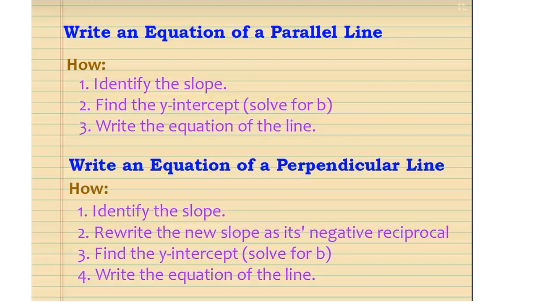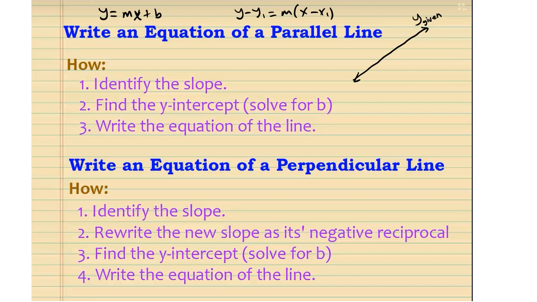To write an equation of a parallel line, we will use our slope-intercept form, y is equal to mx plus b, or we can use our point-slope form, y minus y1 is equal to m times x minus x1. In either case, we will need to find a slope and an independent point. So we will first start with an equation of a given line, y given.